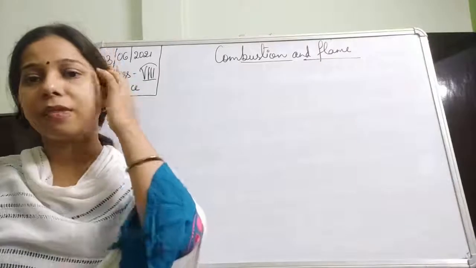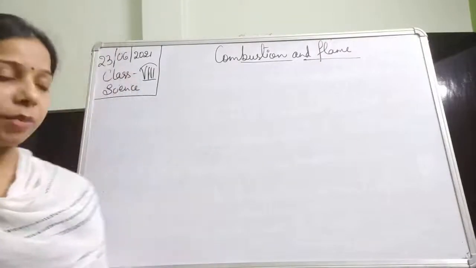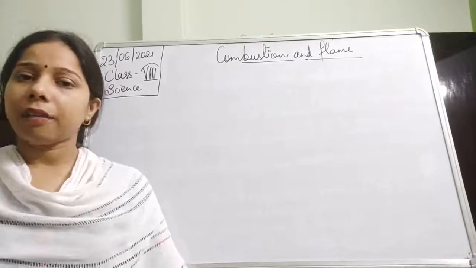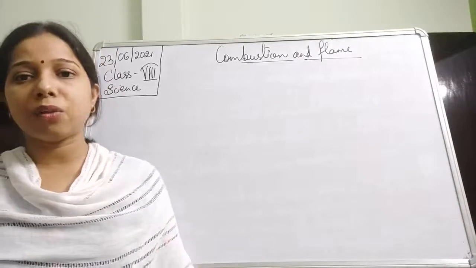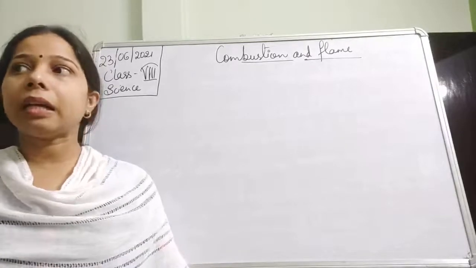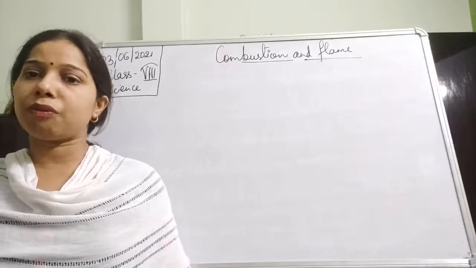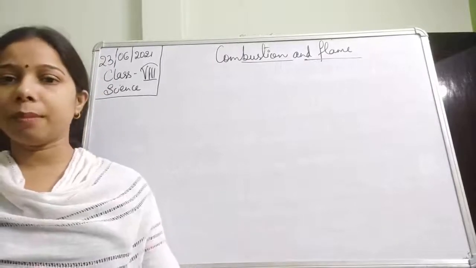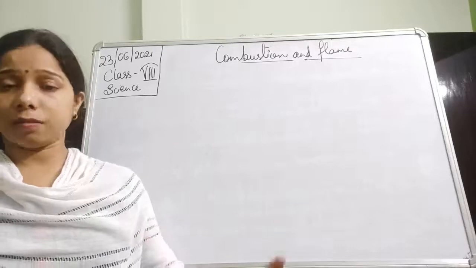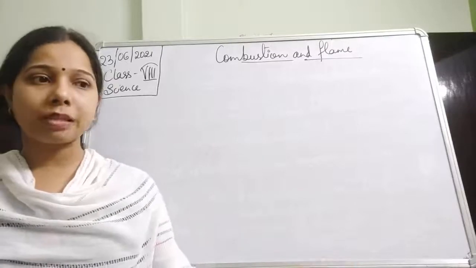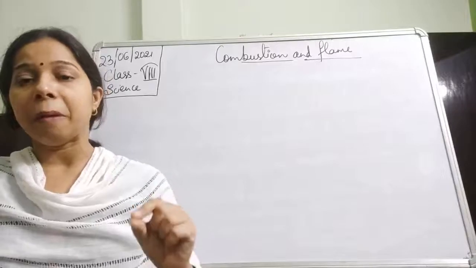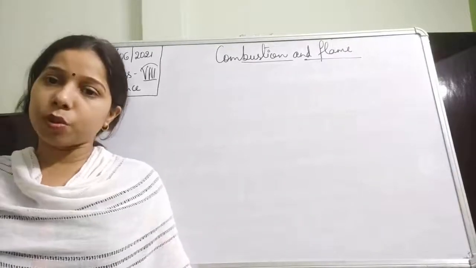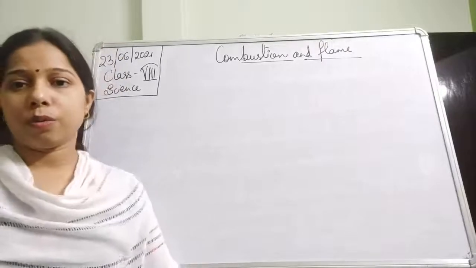So students, in the previous class, in the chapter on combustion and flame, we were talking about the flame, and we have seen the different kinds of flames. Basically, flames are of two types, luminous flame and non-luminous flame. And on the basis of the candle flame, it is also divided into different zones, and those zones are the outermost zone, middle zone, and innermost zone.